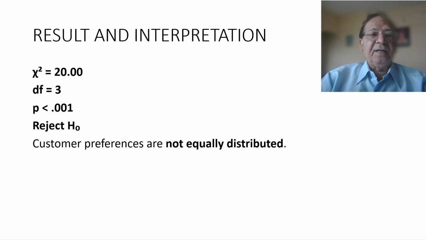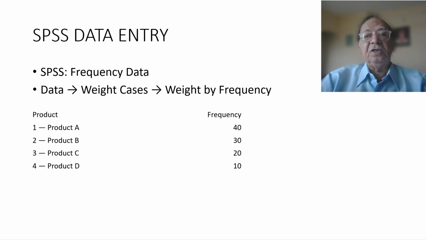Degrees of freedom are required when determining the probability associated with our calculated chi-square statistics. Our calculated chi-square statistics is 20 with 3 degrees of freedom. The p-value is less than 0.001. Since the p-value is below our conventional significance level of 0.05, we reject the null hypothesis. We conclude that customers' preferences are not equally distributed among the 4 products. In simple language, customers do not prefer all products equally.